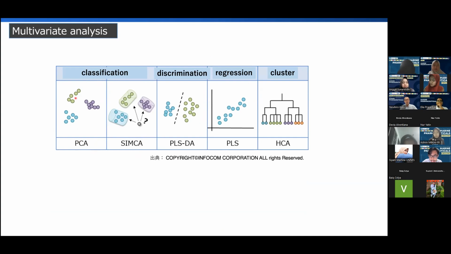PCA or similar, these are classification methods, or discrimination of differences using PLS-DA. We can also predict concentrations using a regression vector with the PLS method, or group samples by similarity or dissimilarity using hierarchical clustering analysis. Mainly I use principal component analysis, PCA, for classification, such as healthy or unhealthy.